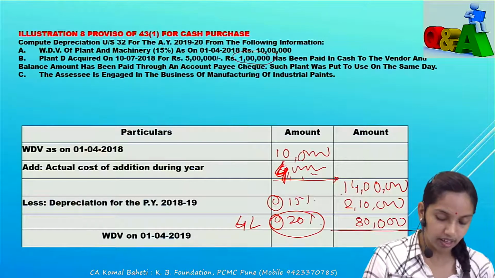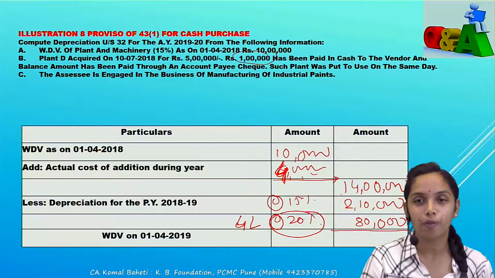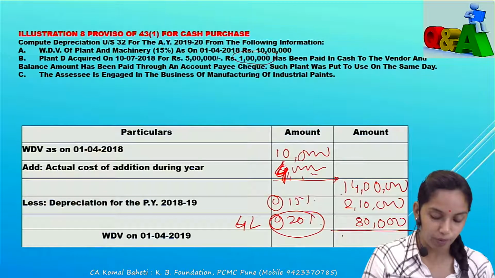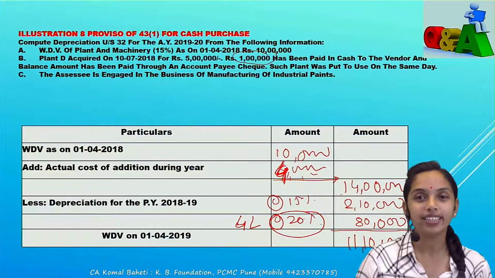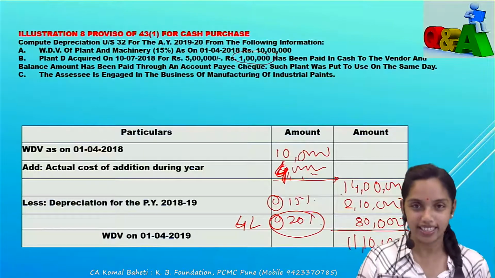Is that clear? And both the amounts would be reduced from your WDV, and next year WDV would be 11 lakh 10,000. Are you clear with it? Good. It was a very easy one.